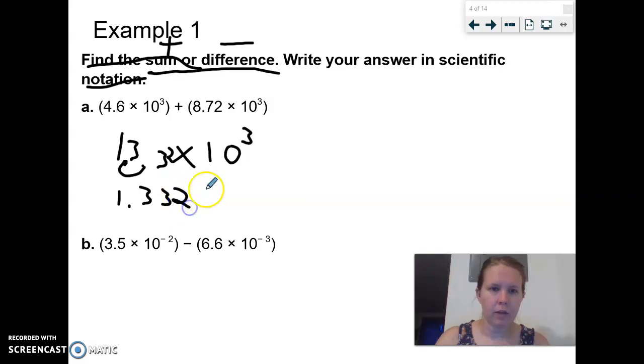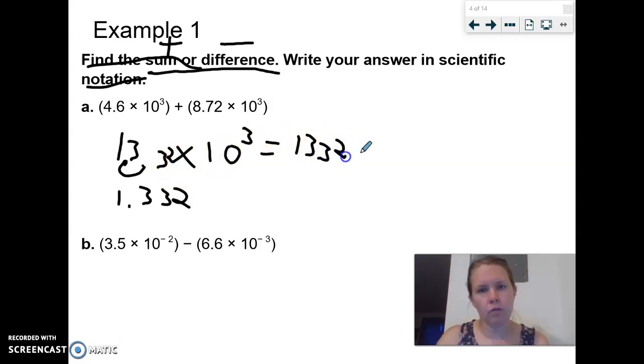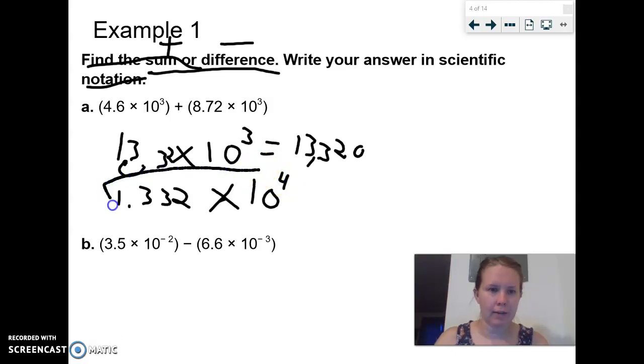So it's going to be 1.332. If it's easier for you to visualize, figure out what this is as a standard number: if this was 13.32 times 10 to the third, you move the decimal 3 places over, which is the same as 13,320. Ultimately, when I rewrite this in scientific notation, I want the answer to still be that. So I'm still going to have 10 to some power. How many times would I have to move my decimal over to get this exact same number? 1, 2, 3, 4. I need to make this an exponent of 4. And now I have it in scientific notation.